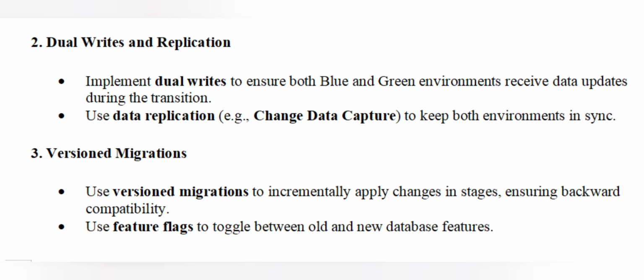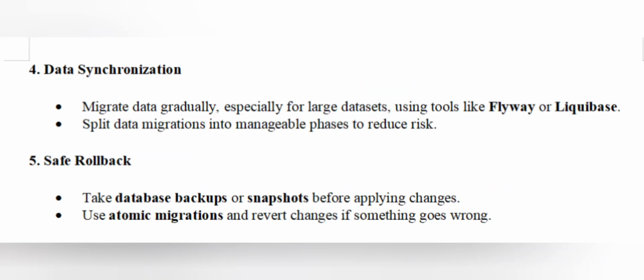Third point would be versioned migrations. Use versioned migrations to incrementally apply the changes in stages, ensuring backward compatibility. Use feature flags to toggle between the old and the new database features. Fourth point would be data synchronization. Migrate data gradually, especially for large datasets, using tools like Flyway or Liquibase. Split data migrations into manageable phases to reduce risk.